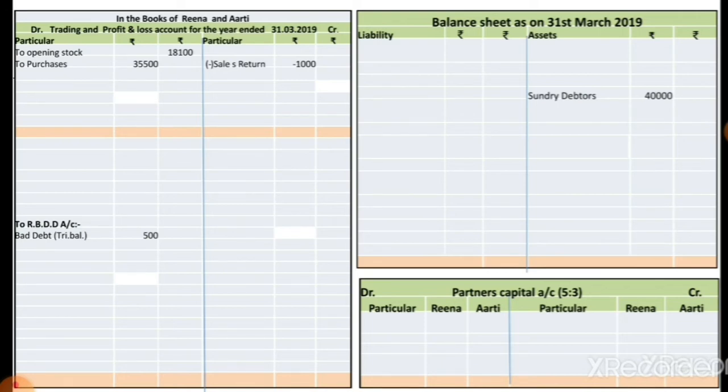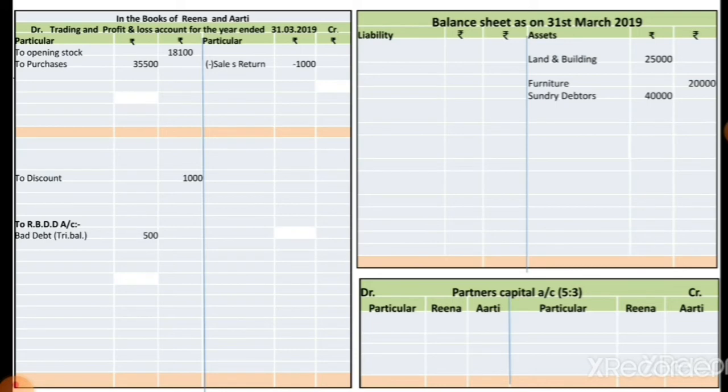First of all, we record the bad debts from the trial balance in the inner column. Next, there is land and building. It is a fixed asset recorded on the asset side in the inner column, because an adjustment is there. Next, furniture is there, no adjustment is here, so we directly record it in the outer column as 20,000.